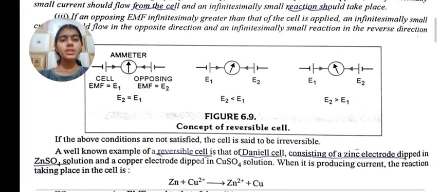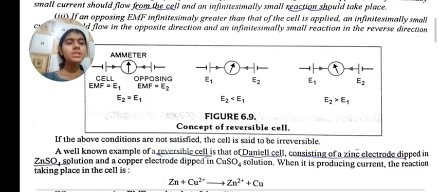If the above conditions are not satisfied, the cell is said to be irreversible. A well-known example of a reversible cell is the Daniell cell, consisting of a zinc electrode dipped in zinc sulfate solution and a copper electrode dipped in copper sulfate solution. When it is producing current, the reaction takes place in the cell.